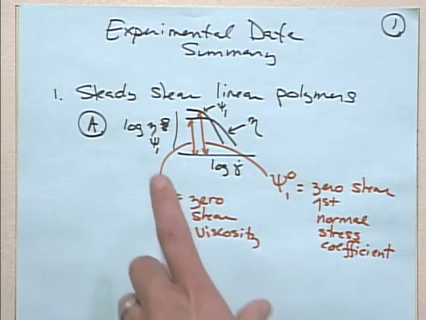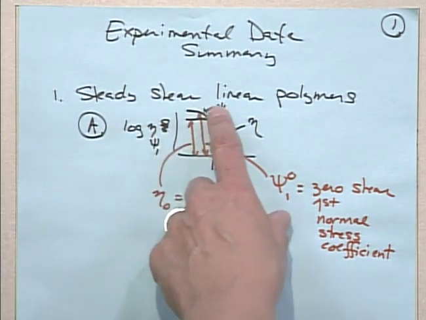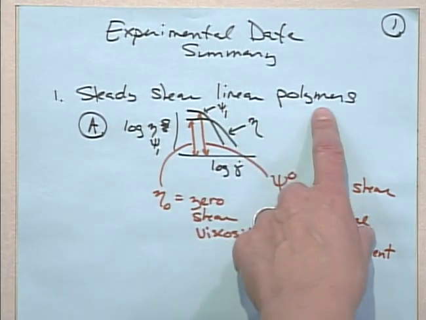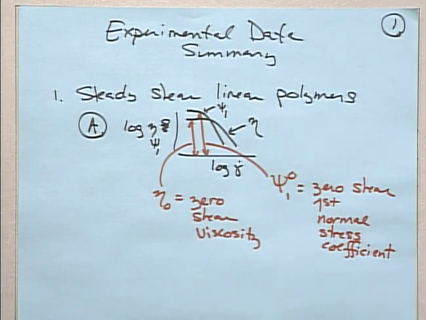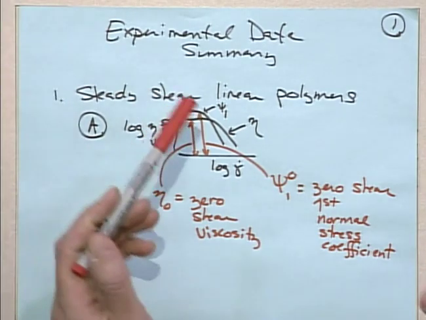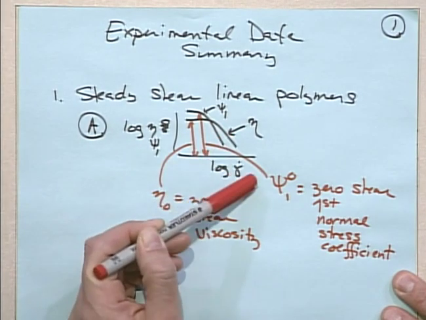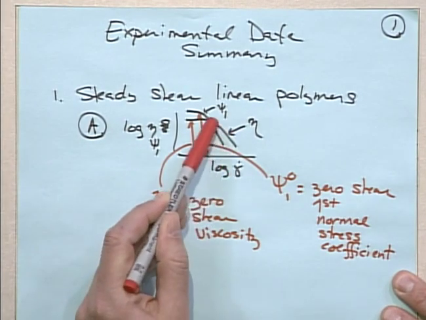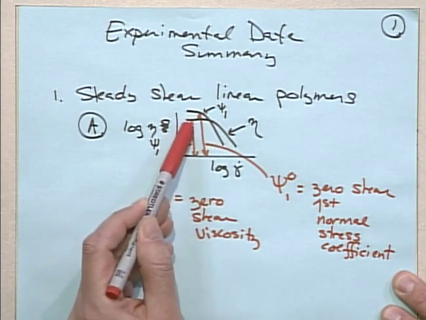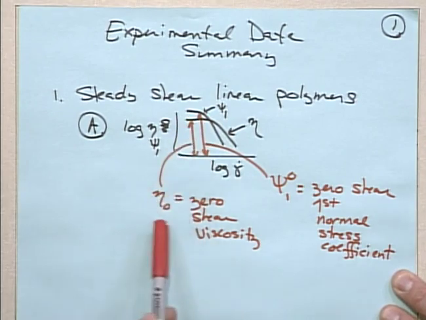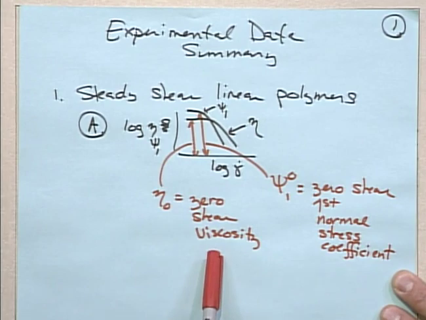And thus far we've said that the important material behavior we're talking about is different for different materials, but we're going to talk first about steady shear flow of linear polymers. And what we found was that the materials are often shear thinning. All right, the viscosity thins as the rate increases, but that at low rates it reaches a zero shear plateau. And that plateau level is called the zero shear viscosity.